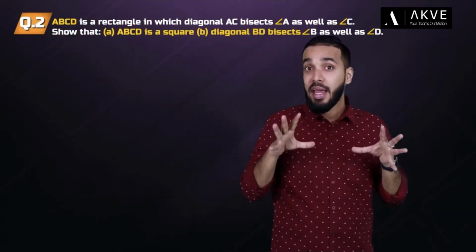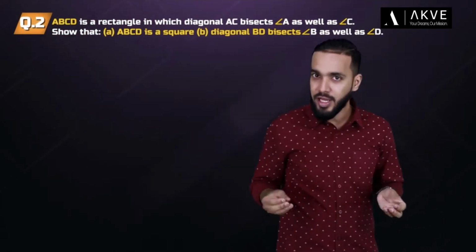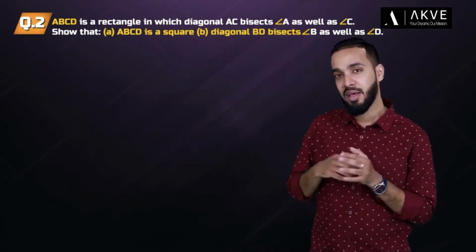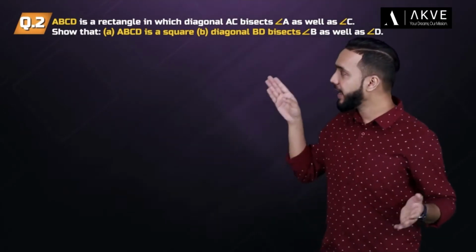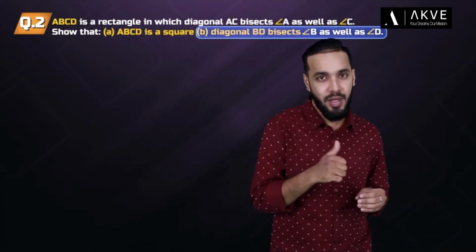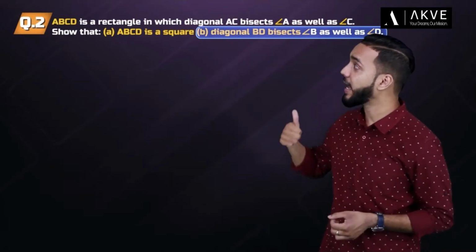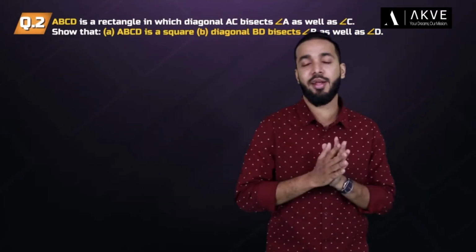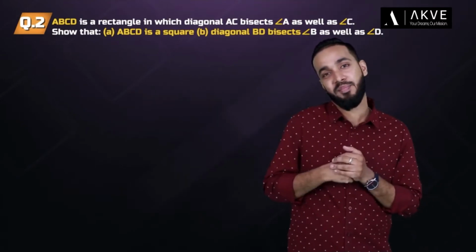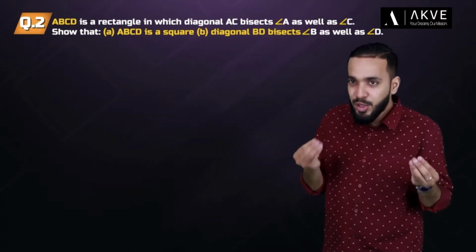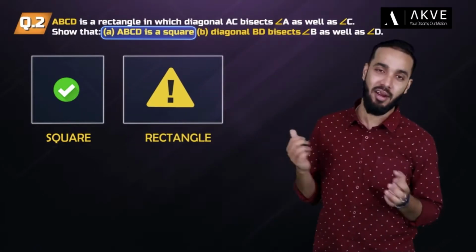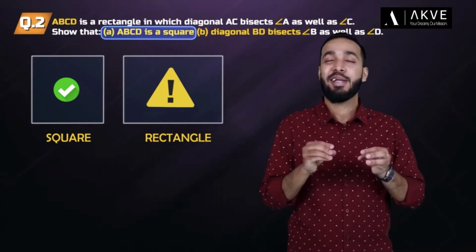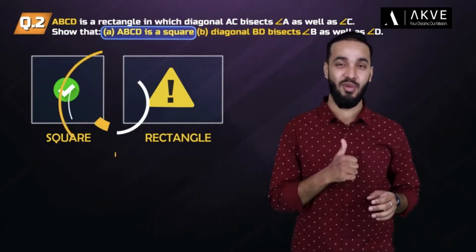This one states that ABCD is a rectangle in which diagonal AC bisects angle A as well as angle C. Now we need to show that A, ABCD is a square and B, diagonal BD bisects angle B as well as angle D. Now the question does not need an explanation, right? So let us just proceed to draw the diagram. Here too, it will be wise to draw a square instead of a typical rectangle. We saw how getting the diagram right helped us in the previous question. So let's just do the same for this one as well.